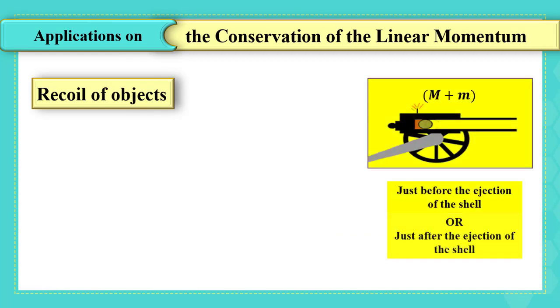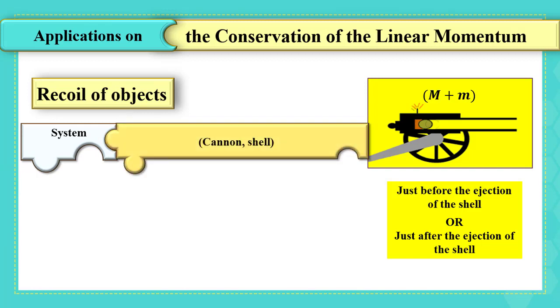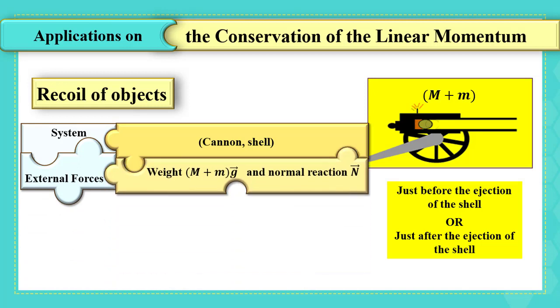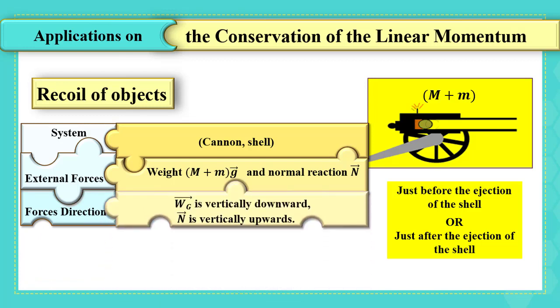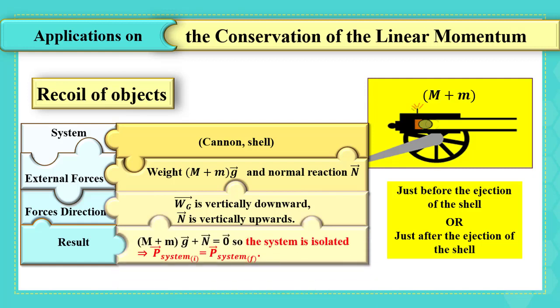To answer this question, we first indicate the system to be studied. What is this system? Good, it's the cannon and the shell. What are the forces acting on it? The weight and the normal reaction. What about the direction of these forces? The weight is vertically downward, whereas the normal reaction is vertically upward. Very good. What conclusion do you get? Good. The sum of these forces is 0, so the system is isolated and the linear momentum is conserved.